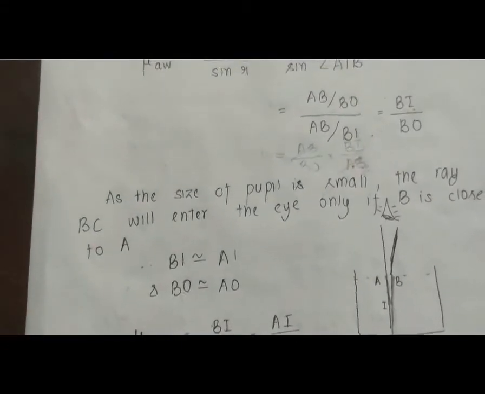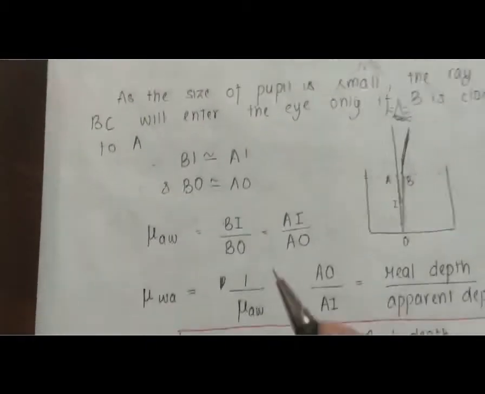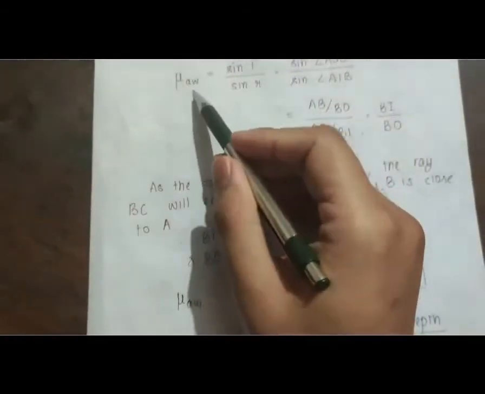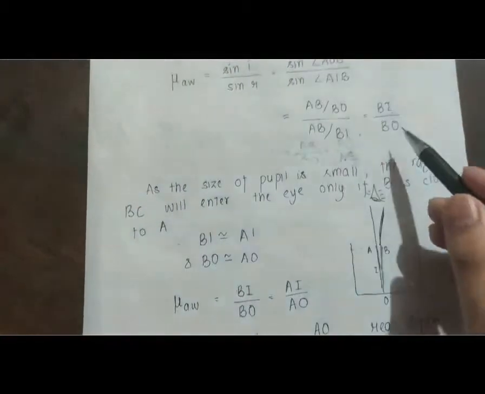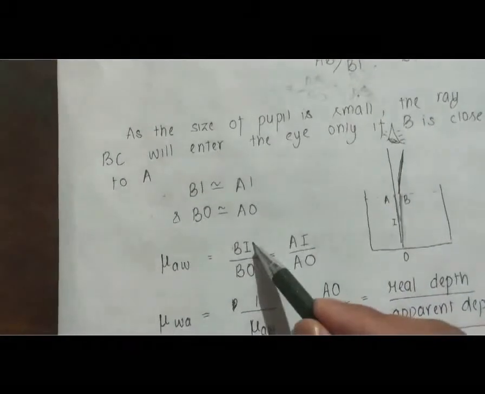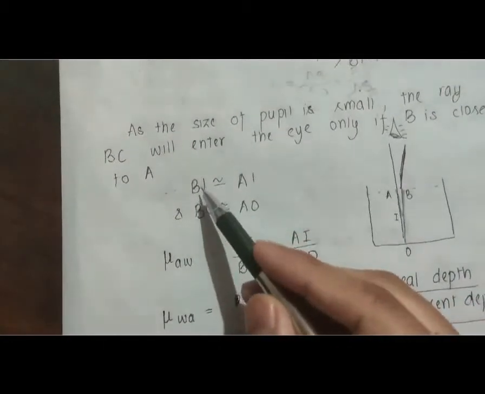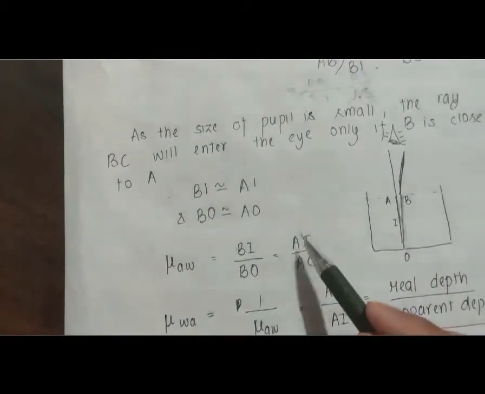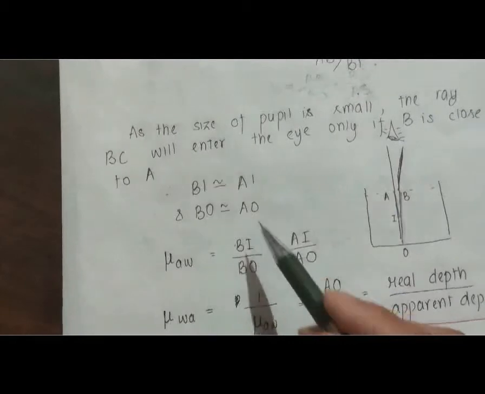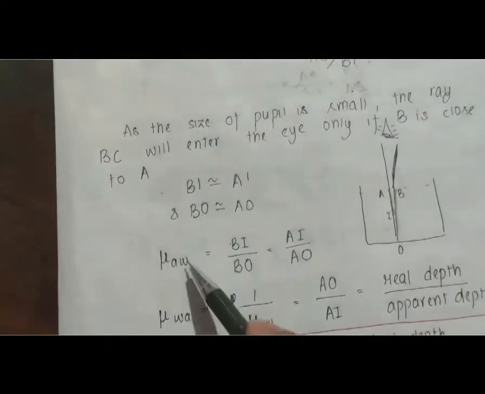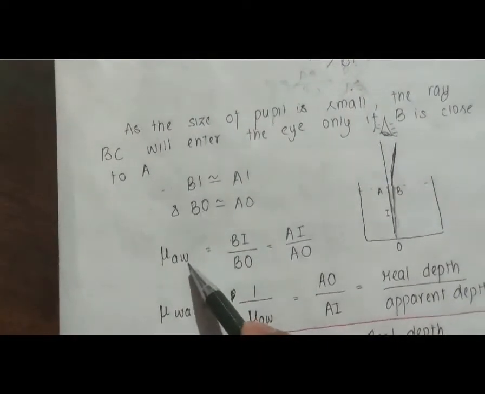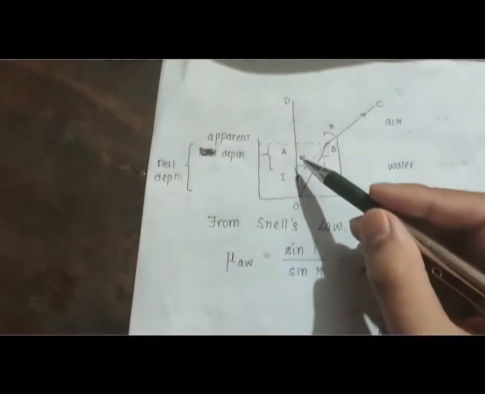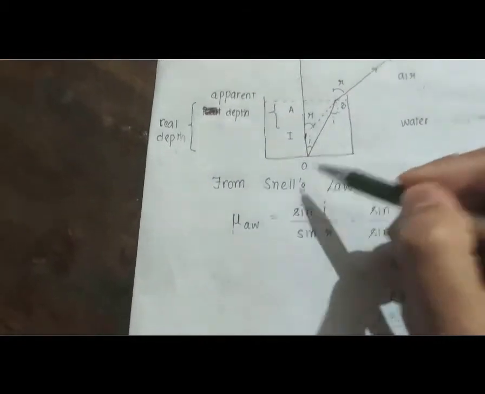If there is any confusion with this one, ask me. Clear? So your refractive index of air with respect to water is BI by BO. And as I've already said, BI is approximately equal to AI, so instead of BI, I'll write AI. And BO is approximately AO. So refractive index of air with respect to water, I can write as AI divided by AO.